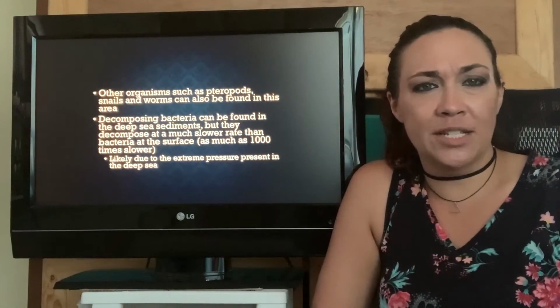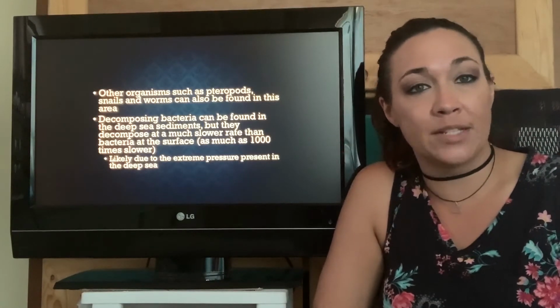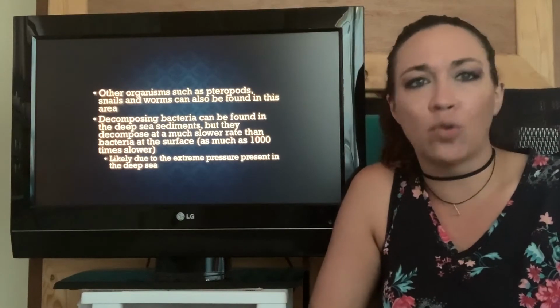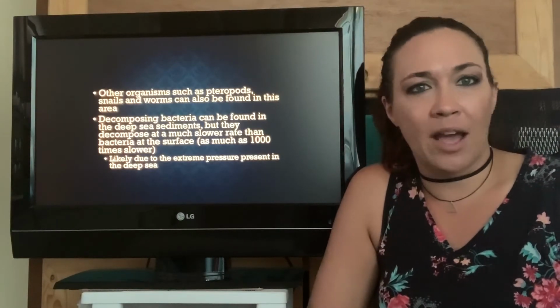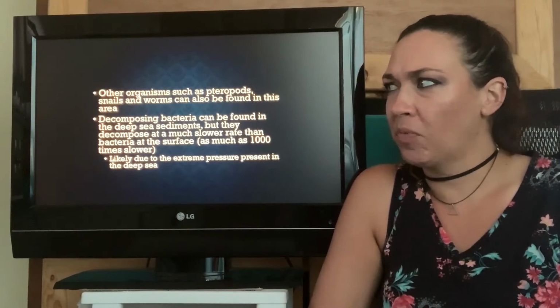We have lots of other organisms living in this area. Remember, we have an abundance of food now. So any kind of organism that lived on, especially a soft sandy bottom, you're going to find here. Like snails, crabs, worms, stuff like that. Very, very common on the deep sea, the bottom, the benthic floor.